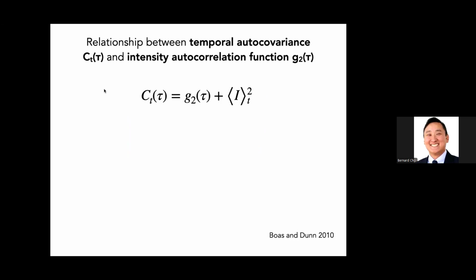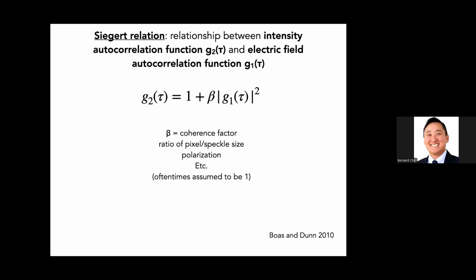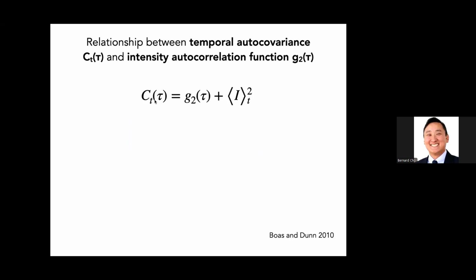And so this is the covariance and the relationship. G1 was the electric field correlation function. G2 is the intensity correlation function. So if you know the mean intensity and you have the covariance graph, you can calculate G2. So once again, if you can measure fast enough, you can measure G2.